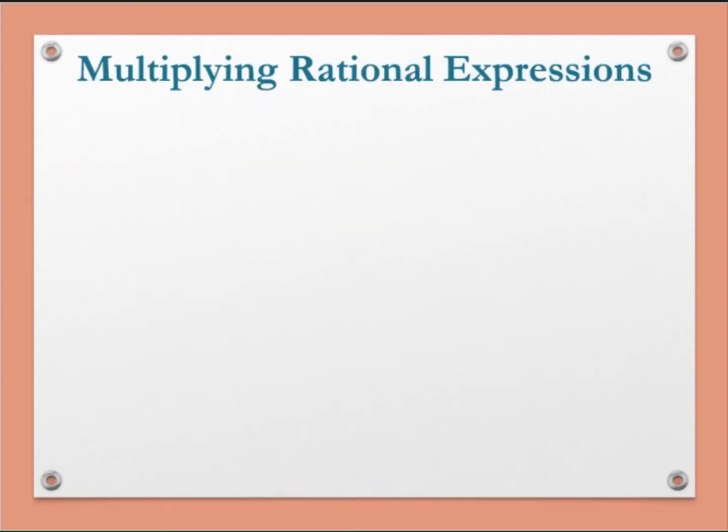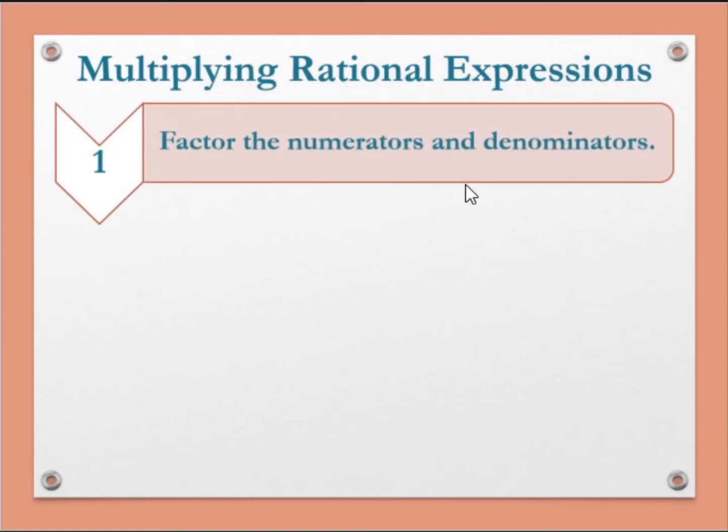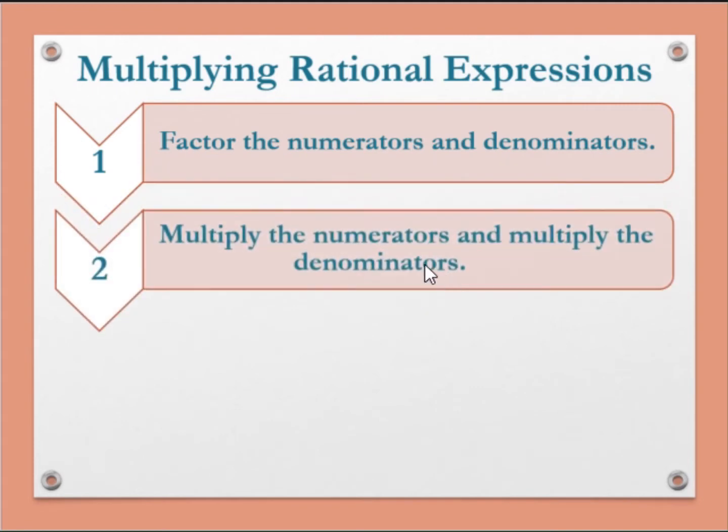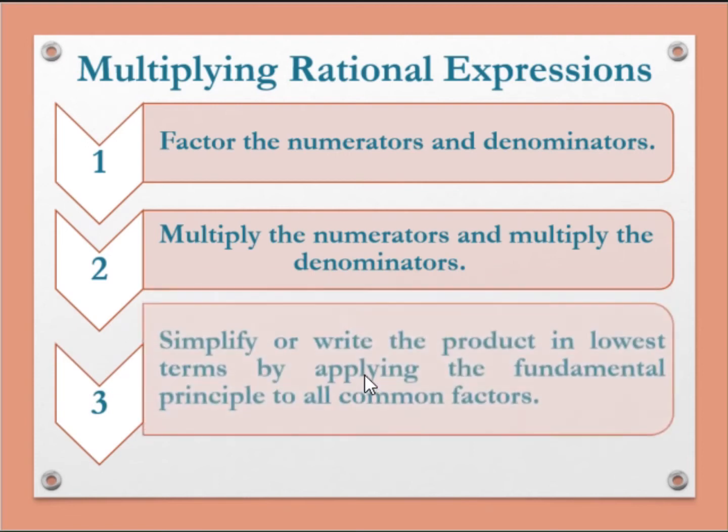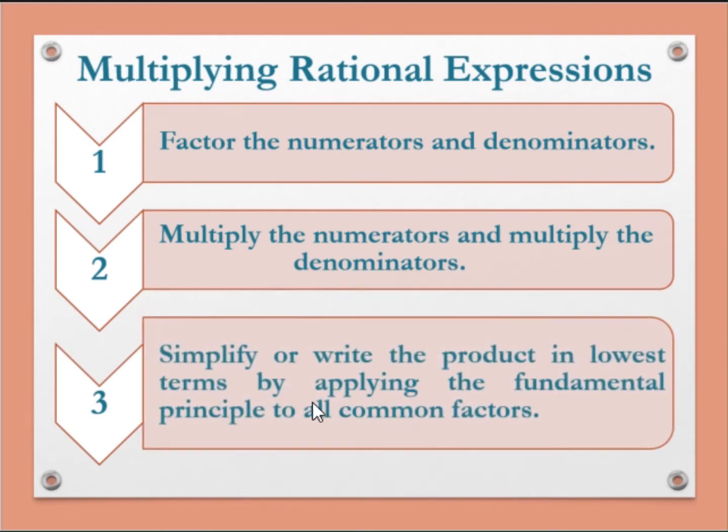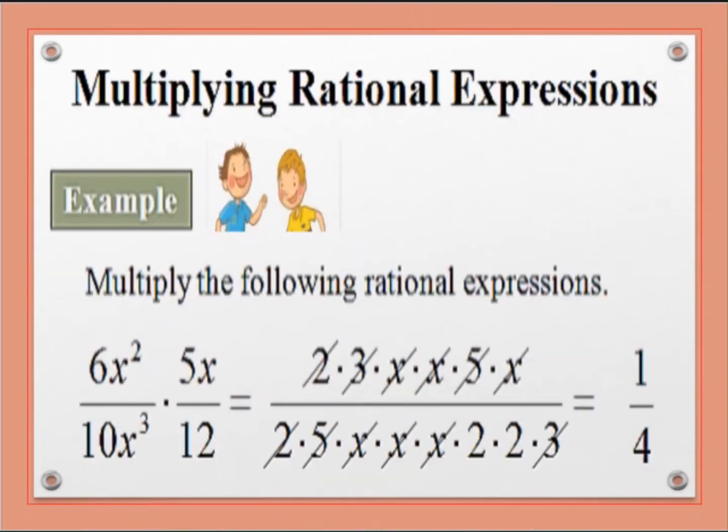The step process in multiplying fractions is also similar in multiplying rational algebraic expressions. First, we factor the numerators and denominators. Second, we multiply the numerator by the numerator and denominator by the denominator. And third, we simplify or write the product in lowest terms by applying the fundamental principle in all common factors. Let us now multiply the following rational expressions.